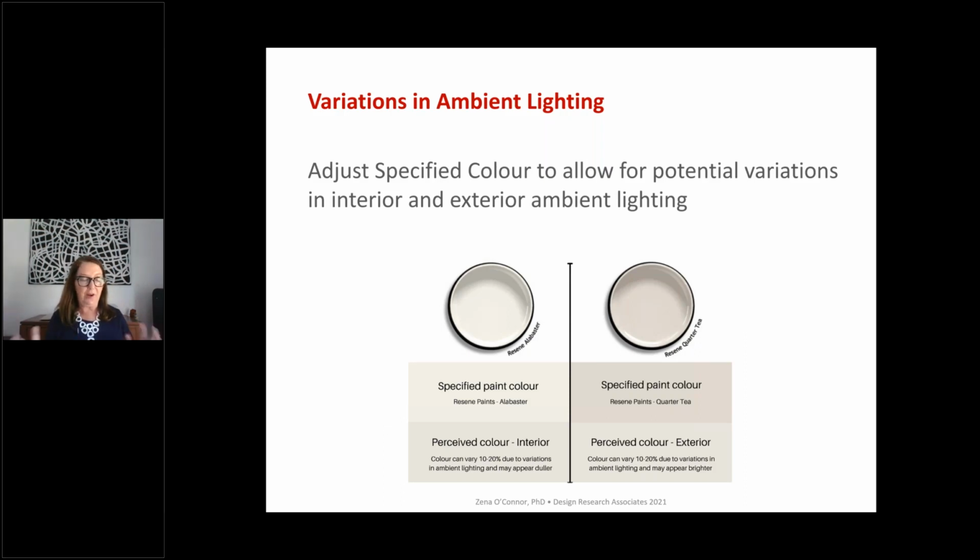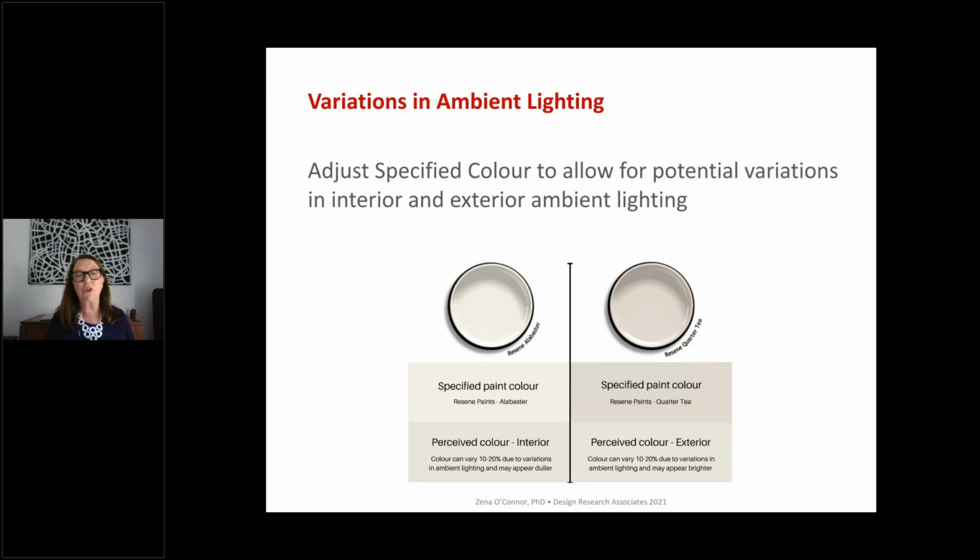To counteract these variations in ambient lighting, from the slightly lower light level inside to the greater level of lighting outside, we needed to apply a slightly darker colour that would appear the same. So we wanted a colour that would make the interior alabaster colour appear the same on the balcony. We played around with a few options and we came up with Resene quarter T, which, as you'll notice in the example on the right side of this illustration, is a slightly darker, slightly duller colour.